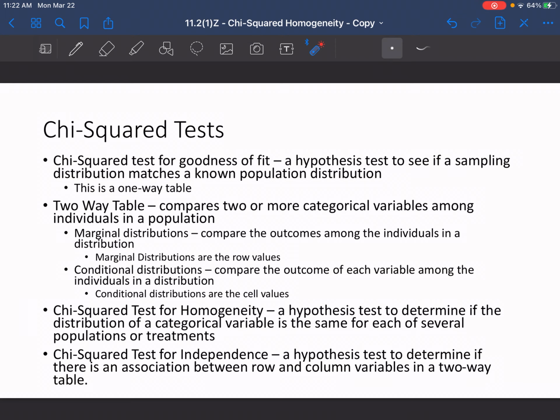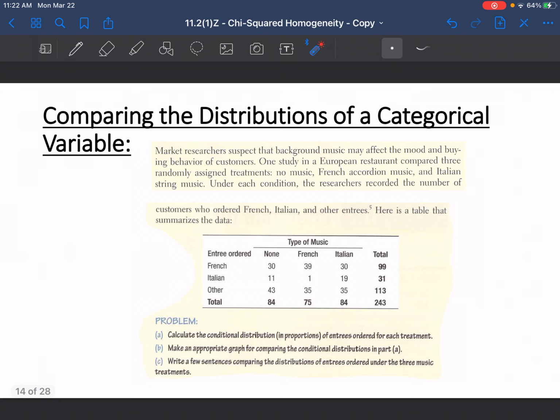And then the two chi-squared tests that we're looking at that concern two-way tables are going to be our chi-squared test for homogeneity, which is a hypothesis test to determine if the distribution of a categorical variable is the same for each of several populations or treatments. And then we're also going to look at the chi-squared test for independence, which is a hypothesis test to determine if there is an association between row and column variables in a two-way table. We're really going to be looking at chi-squared tests for independence in the next lesson. In this lesson, we're really only focusing on chi-squared tests for homogeneity. But both of those tests concern two-way tables, basically.